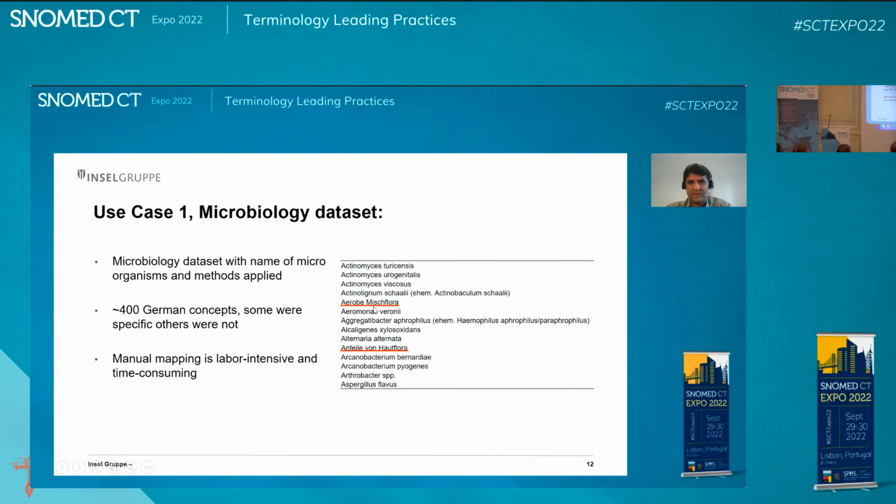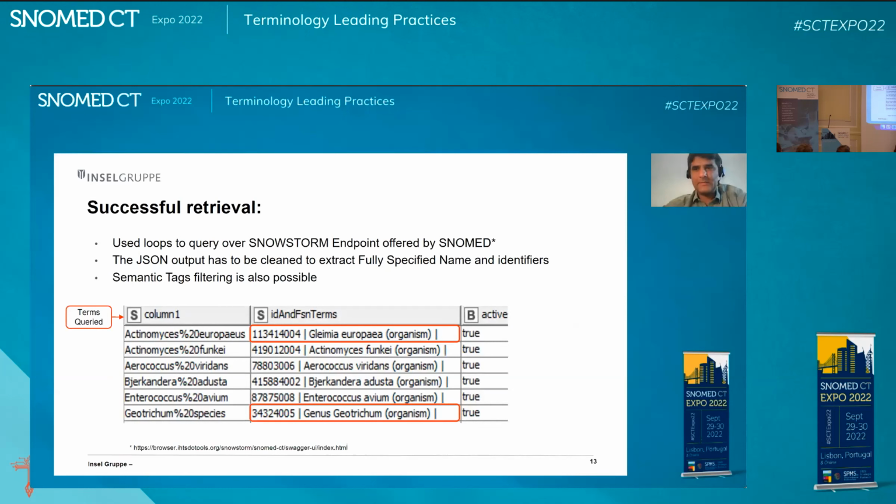For example, you can see aerobe Mischflora, which means mixed flora, and other similar terms. Since some of the names were identical to the English terms, we thought to automate this process of querying, because this would be identical to the English term. And we ran some loops over the Snowstorm endpoint of our SNOMED.